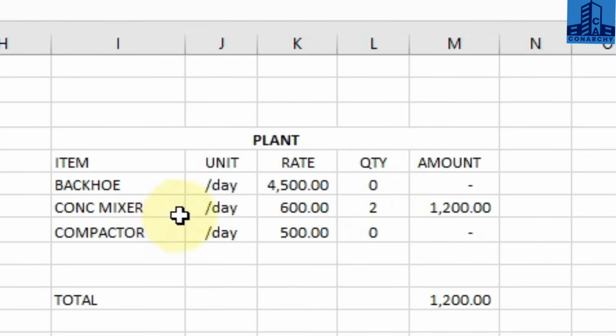So we have the concrete mixer over here too, and you'll be using it twice a day. The concrete mixer is costing around 600 cedis per day. So 2 days, you know what you are getting.